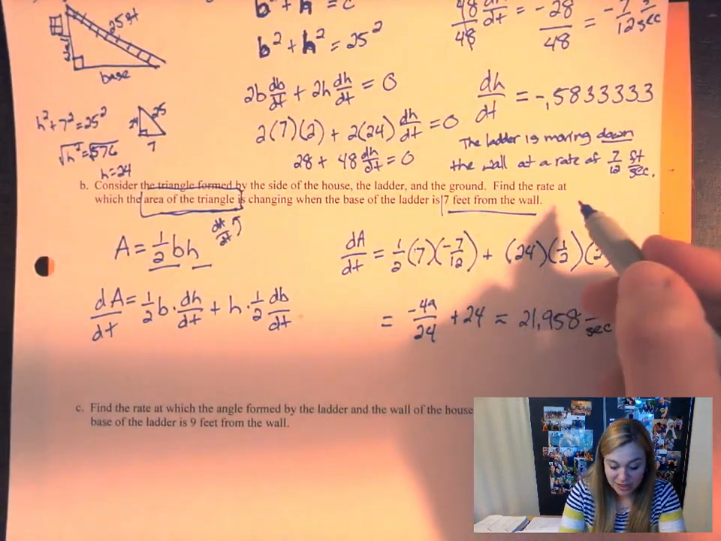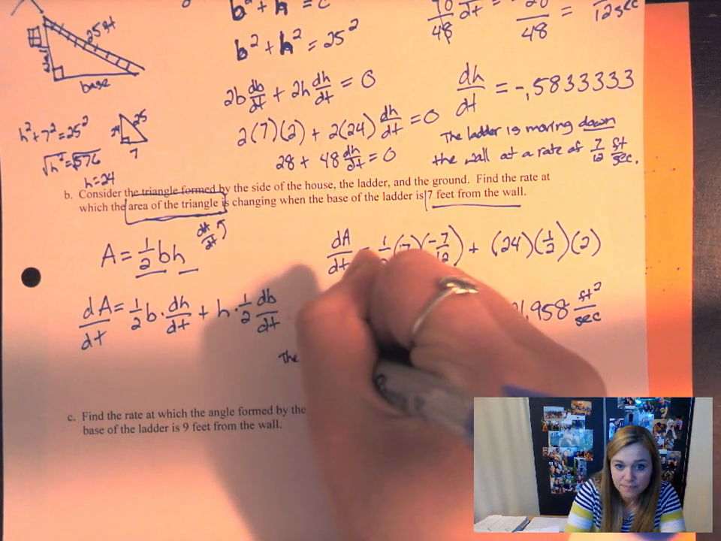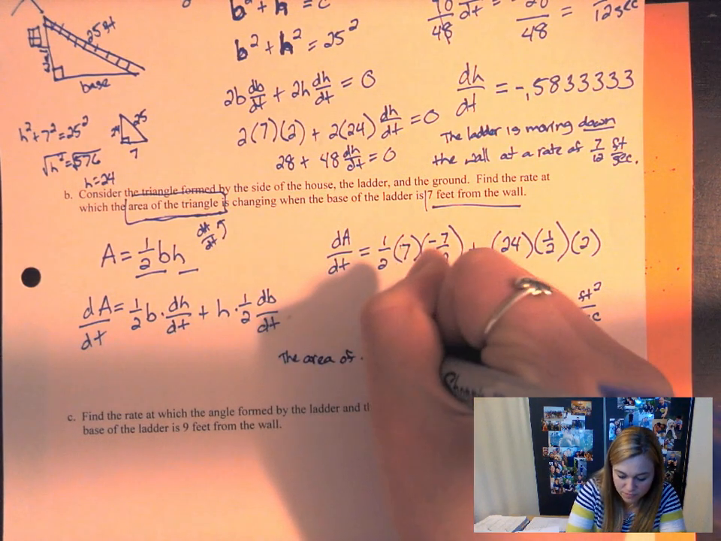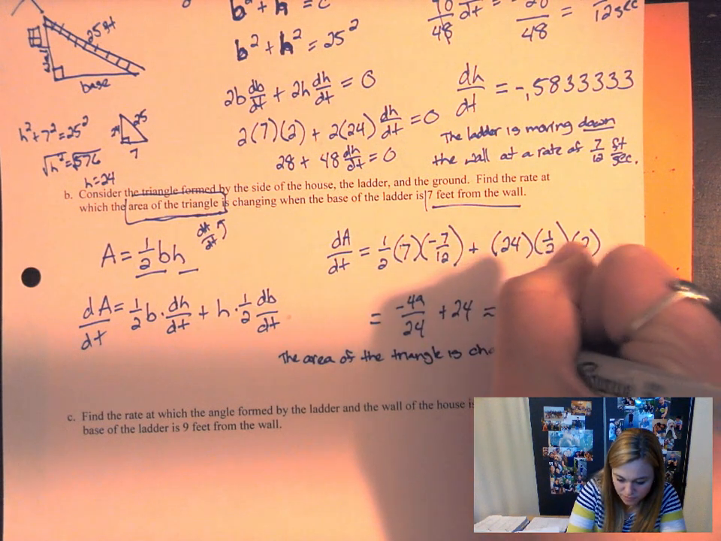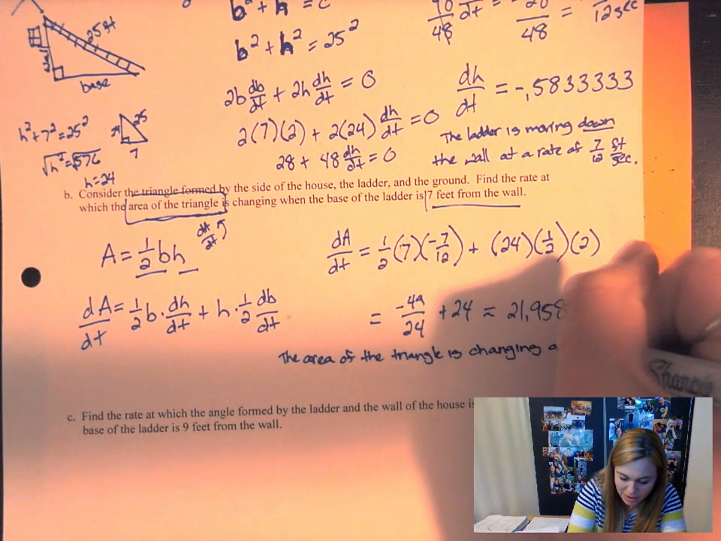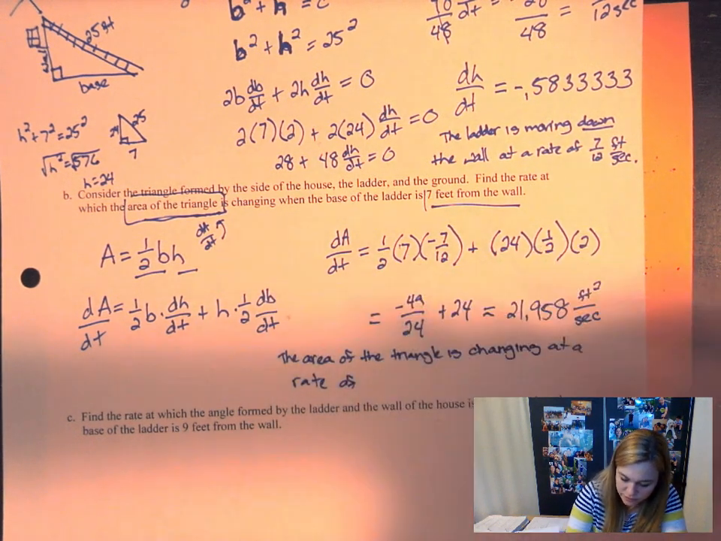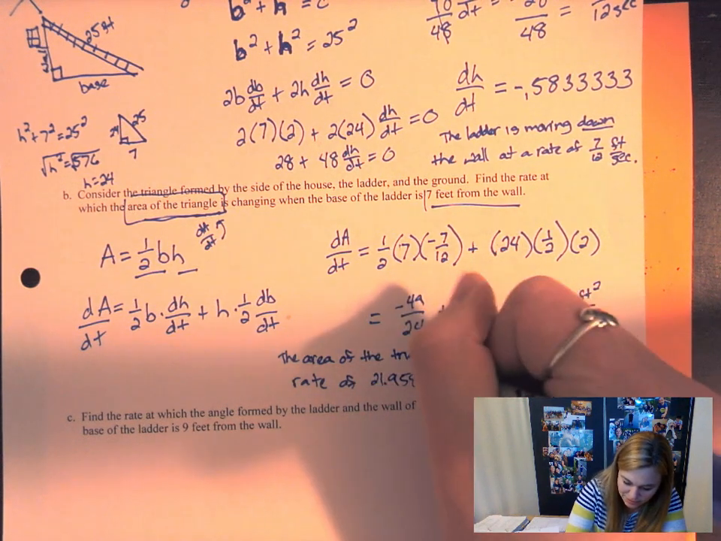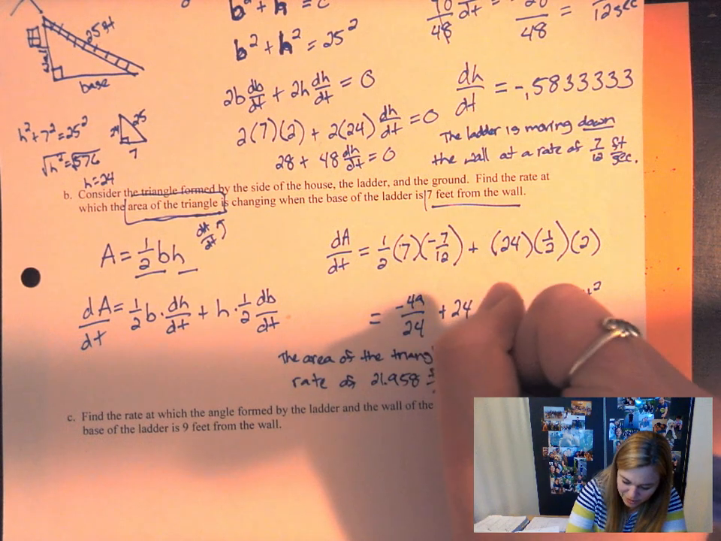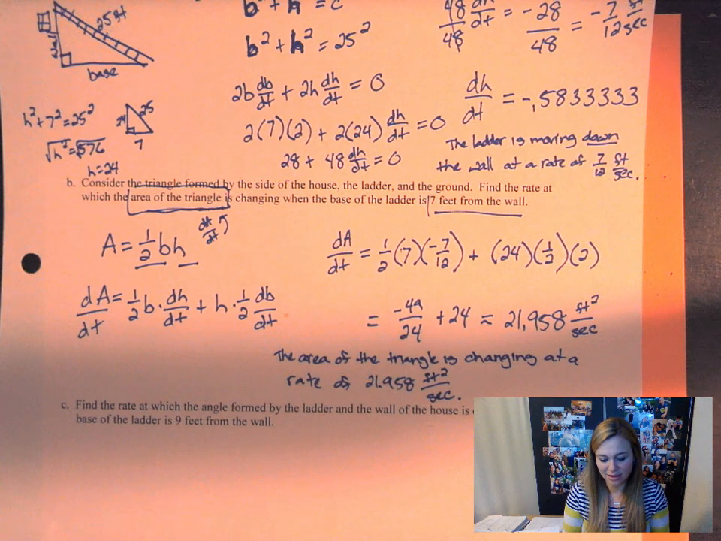And find the rate at which the area of the triangle is changing. So I'm going to say the area of the triangle is changing at a rate of 21.958 feet squared per second. And I also kind of cheated because I knew I wasn't going to have to use dA/dt in the bottom one, so I could do that.